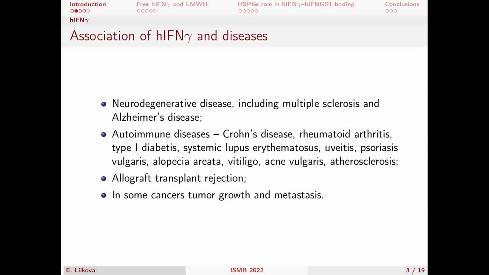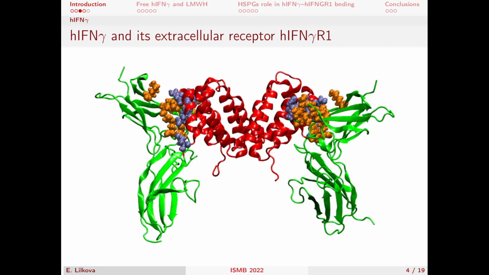However, its activity is also associated with numerous autoimmune diseases, neurodegenerative diseases and some cancers, and people are trying to find a way to block its activity, but this requires detailed understanding of its interactions and binding. Interferon gamma, shown here in red, is a homodimer which binds to two identical cell surface receptors, here in green. The binding interfaces are shown in orange and blue bubbles.